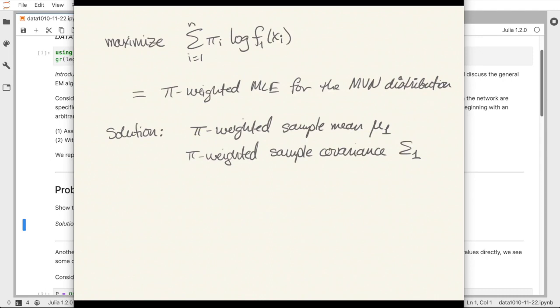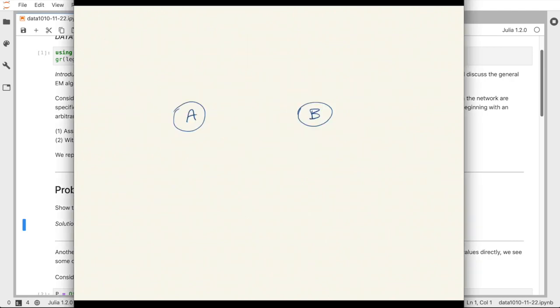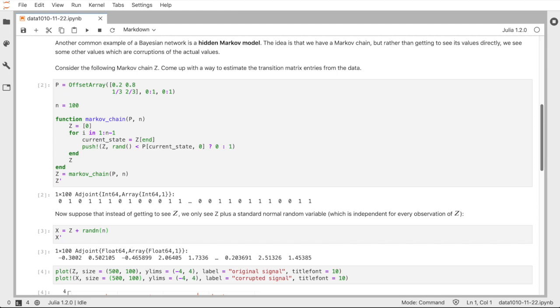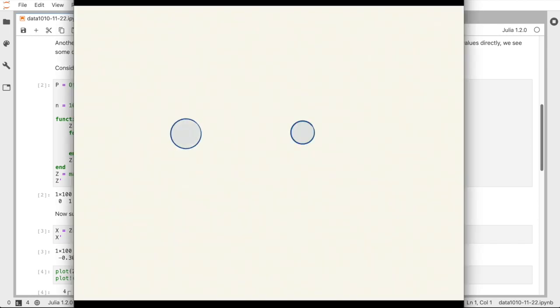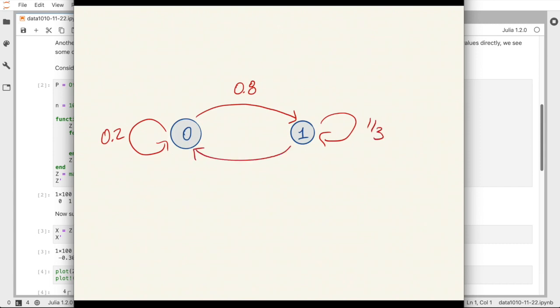but it can apply to any Bayes net where we have some variables z which are hidden and other variables x which are observed, and we're trying to come up with parameters for the model that fit the collection of observed data. So let's look at another common Bayes net. This one is called the hidden Markov model. So the idea is that we have a Markov chain. For example, this one where we have two states, 0 and 1, and the transition probabilities are 80% to 1 and 20% to the loop when you're in state 0, and 1/3 to the loop and 2/3 back to state 0 when you're in state 1.